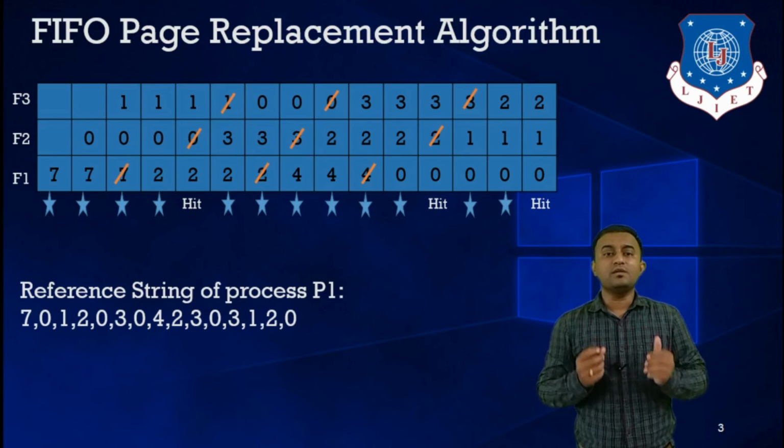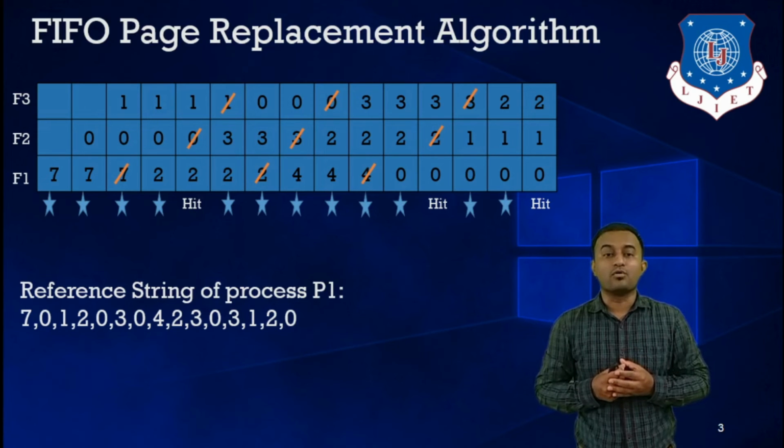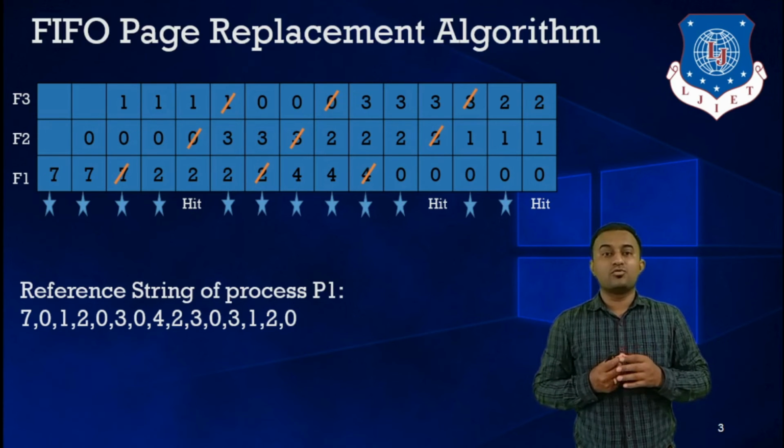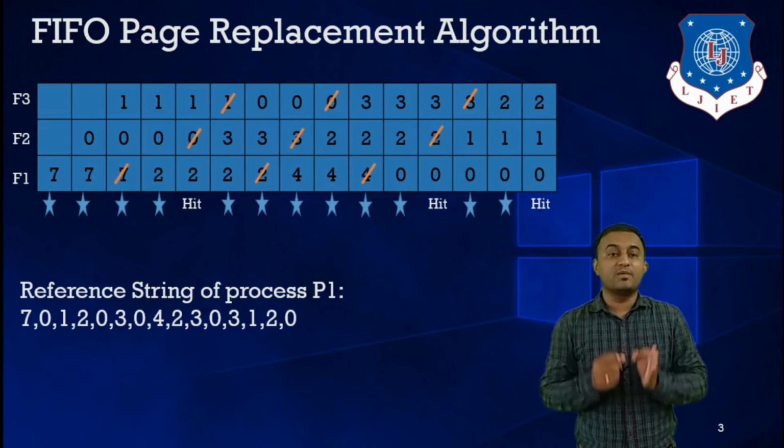Now once we have this, what is the next request? That is page 4. First of all we need to check whether page number 4 is available in the main memory.